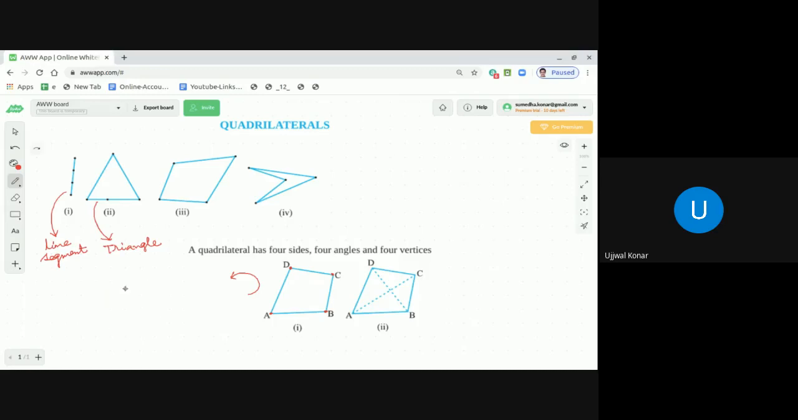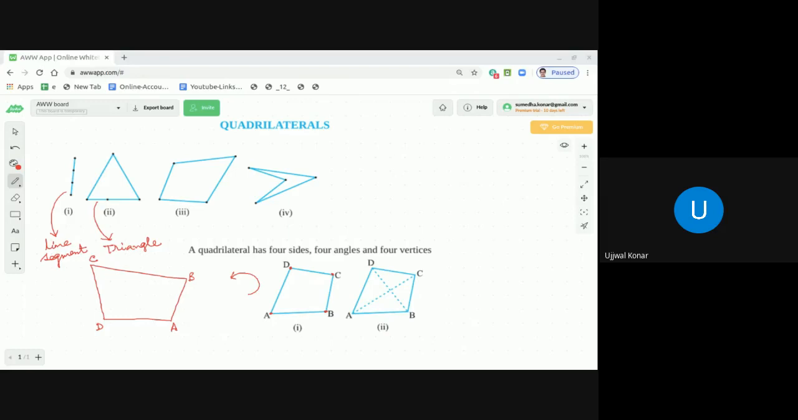Let me draw it properly. Suppose I have a quadrilateral something like this. If I start naming from here, no problem. You name here A, then go to B, then C, then D. Okay, so that is a common practice. That is a good practice also, I will say. I will recommend that this is the way you name the quadrilateral.